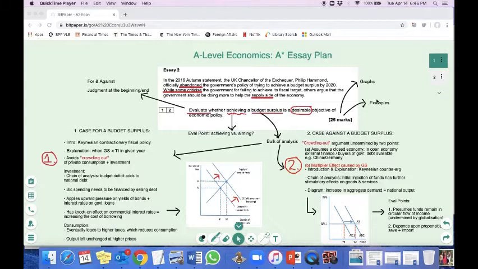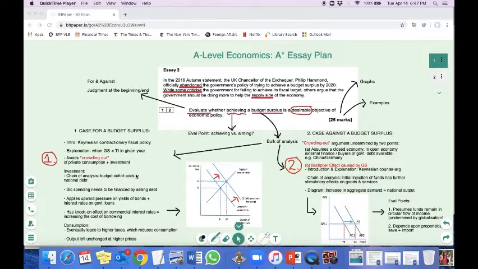So first is the case for a budget surplus on the left, as you can follow this diagram. Quickly, the first argument here is this idea of crowding out, and the structure would be introduction, talking a bit about the fiscal policy, explanation of what a surplus is, here being when government spending is less than taxable income in a given year. Going through this argument of crowding out of private consumption and investment, you have your chain of analysis of what it is and how it's normatively a good thing.